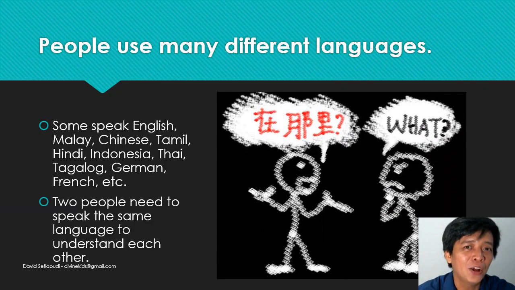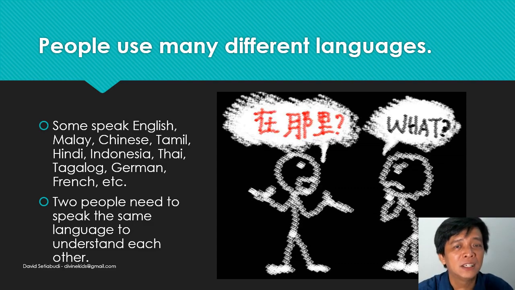So, a lot of people speak in Malay, Chinese, Tamil, Hindi, Indonesia, Thai, Tagalog, German, French, and other languages. Some speak this language, some speak that language. So, in order for two people to understand each other, they need to speak the same language, or at least the other one can understand the other person's language.